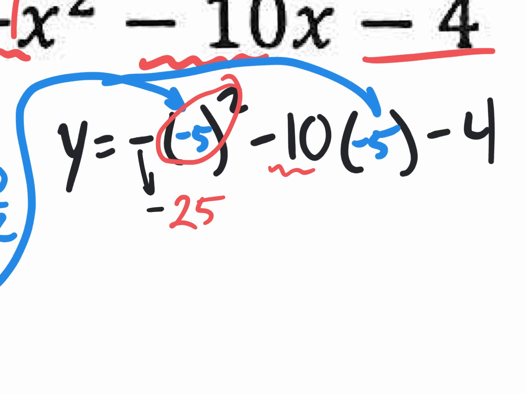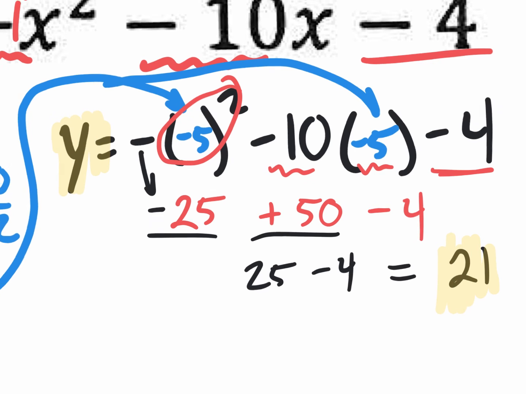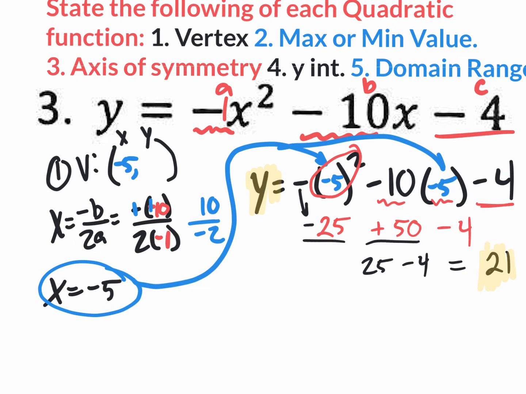And then over here, -10 times -5, that is +50. And over here, -4, just bring it down. And when I work this out, -25 plus 50, if you owe somebody $25, you have 50, you're still going to have 25 left. Bring down the -4. Your final answer is 21. What did we just find here? The y value of our vertex. Our y value is 21. So let's zoom out. Let's go back to the vertex over here. The y value is 21. So -5, 21. That's the hard part. Everything else from there is ridiculously easy.